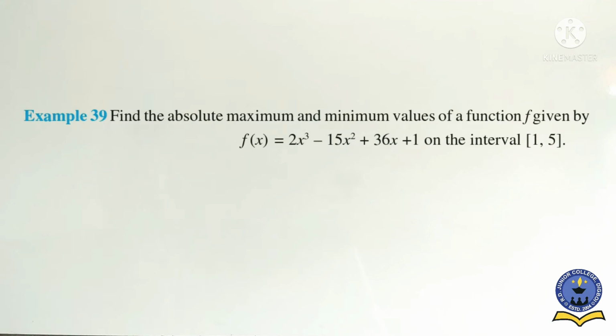So let us see one example of absolute maximum and absolute minimum. A question is given like this: find the absolute maximum and absolute minimum values of a function f given by f(x) = 2x cubed minus 15x squared plus 36x plus 1 on the interval [1, 5]. Now if you see the question one more time, f(x) = 2x cubed minus 15x squared plus 36x plus 1. This is the function, and with this function the interval [1, 5] is given. Now we have to find the absolute maximum and absolute minimum.